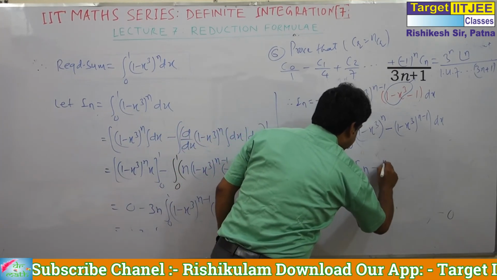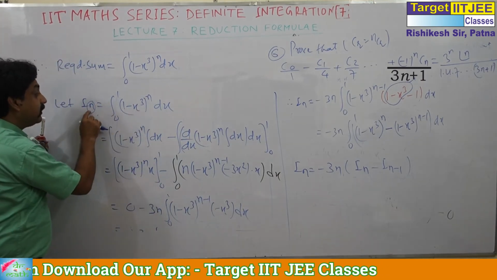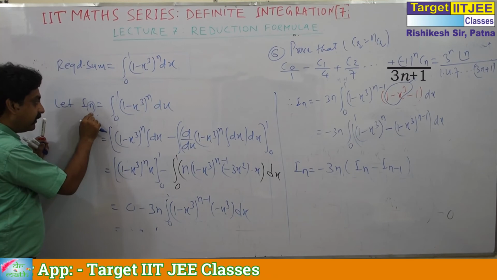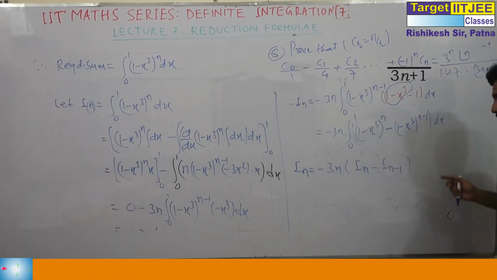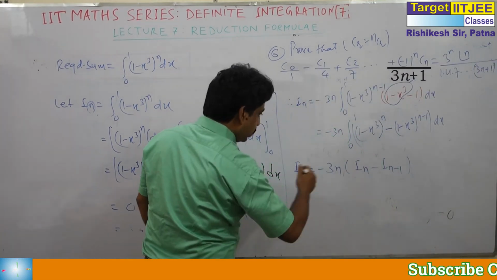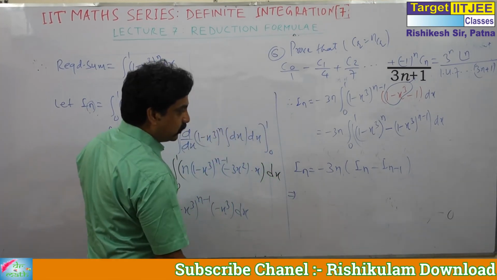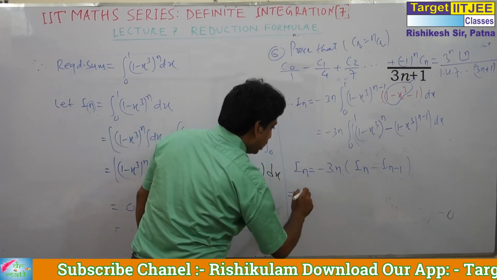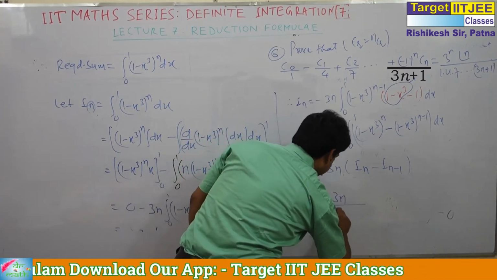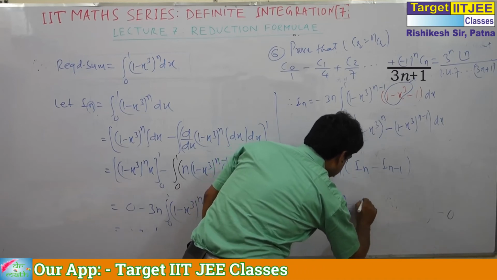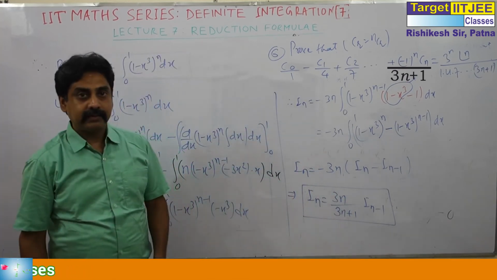And what is this? This is I_{n-1}. Why? Because this suffix is decided by this power. Here the power is n, so in I_{n-1} the power is n minus 1. Now readjust the terms. On readjustment, finally I_n is equal to 3n by 3n plus 1 times I_{n-1}. That you can do, an easy step. This is the reduction formula.